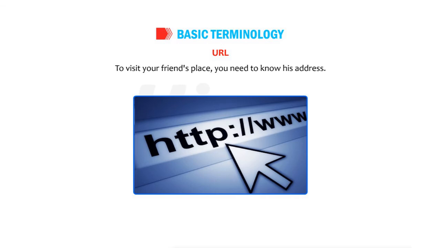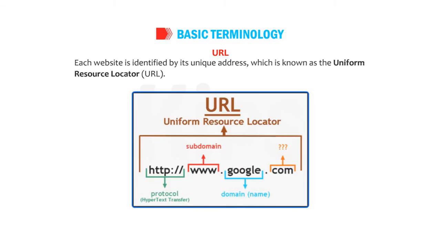Next one is URL. Now, what is URL? See children, to visit your friend's place, you need to know his address. Similarly, to visit any website, you need to know its address. Each website is identified by its unique address, which is known as Uniform Resource Locator, URL.